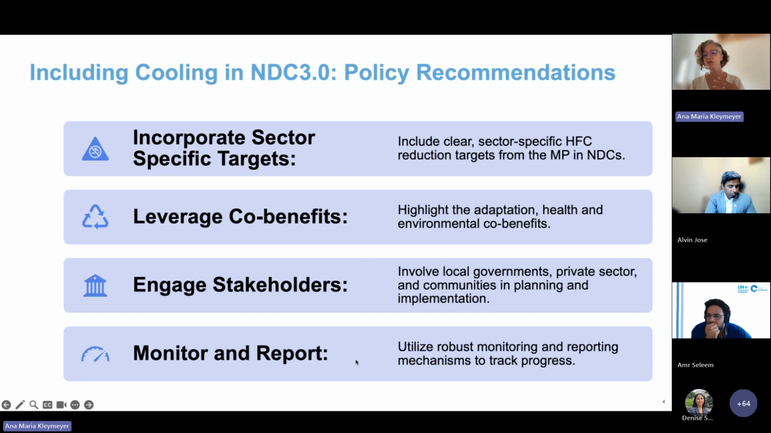And then utilizing the very robust monitoring and reporting mechanisms that are already contained in the Montreal Protocol will help countries make sure that they can deliver on the pledges that they include in their NDC.